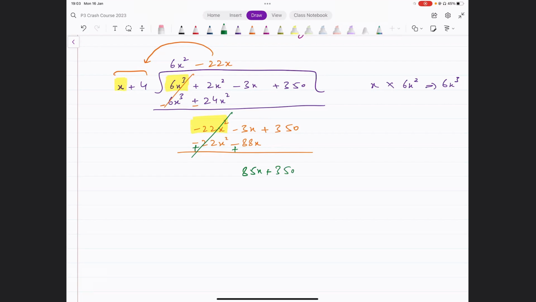And then you again repeat the process. What's the first term that you've got here? 85x. What do you multiply x by to get 85x? That's how you're going to get the next term in the quotient now. x multiplied by 85 gives you 85x. So you say you need to have 85 in the quotient here. Now you multiply 85 with this whole thing, and that gives you 85x plus 4 times 85. That's 170 into 2, which is 340.